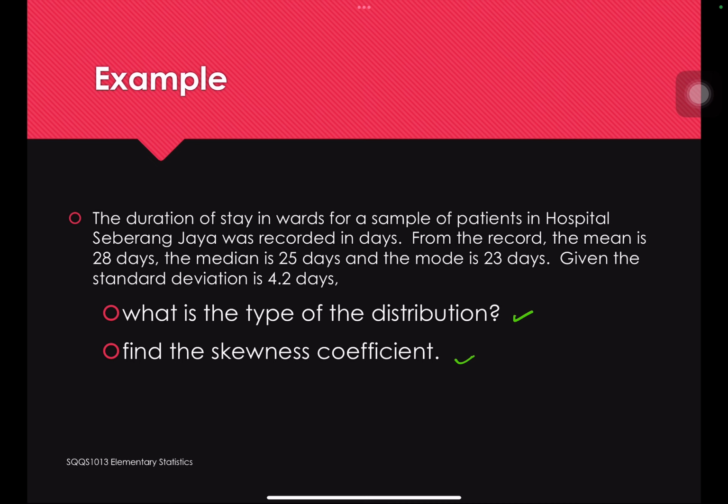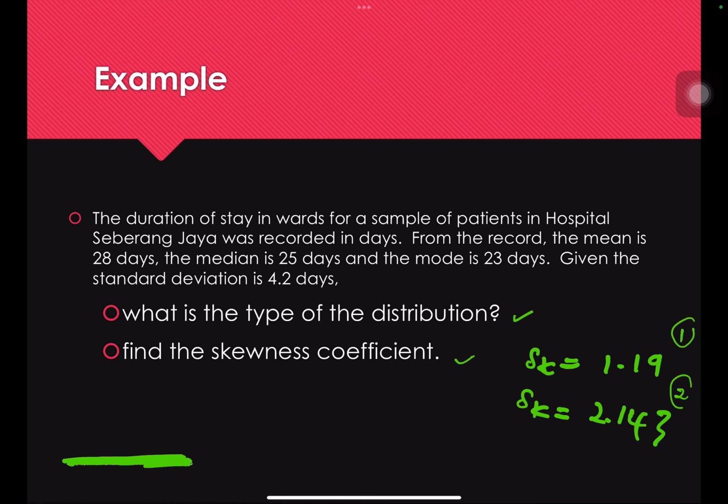So SK, what is your SK? If you use the first formula, what is your SK? 1.19. SK from the second formula? 2.143. This one is the first formula, this one is the second formula.